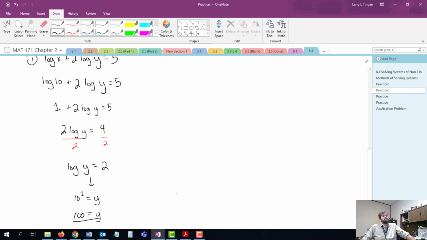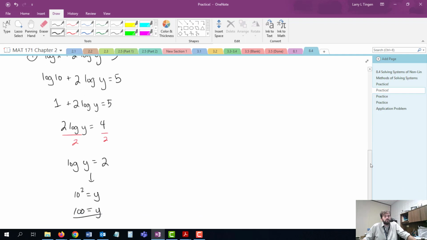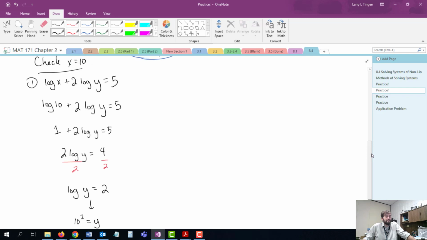Now, if x is 10, y is 100 is a solution, then when I plug in 10 for the second equation, I'll get the exact same answer. Do I? Let's find out. Equation 2 says 2 log of x minus log of y is equal to 0. I know x to be 10. And the same process is going to apply here. Log base 10 of 10 is 1.